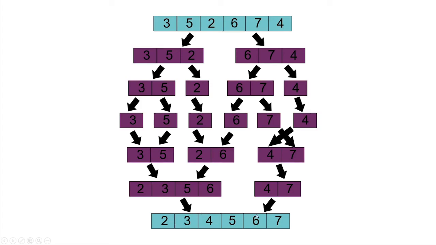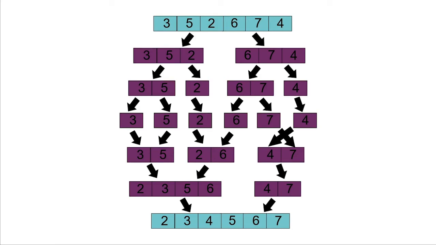Then we compare 3 and 4. 3 is smaller than 4, so 3 goes first. Then we compare 5 and 4. 4 is smaller than 5, so 4 will go first. Then we compare 5 and 7. 5 is smaller than 7, so 5 goes first. Then we compare 6 and 7. 6 is smaller than 7, so 6 goes first, and then 7 will come in.